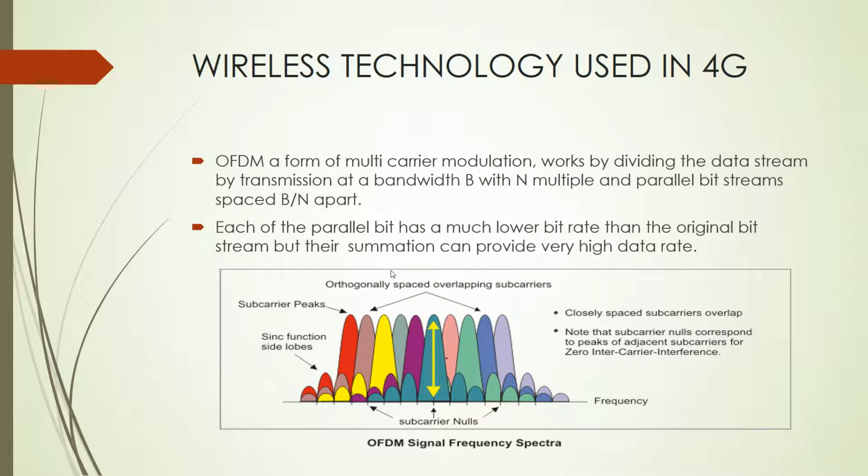It is OFDM, a form of multi-carrier modulation. It works by dividing the data stream for transmission at a bandwidth B into n multiple parallel bit streams spaced B by n apart, as we have seen in the graph. Each of the parallel bit streams has a much lower bit rate than the original bit stream, but their summation can provide very high data rates.